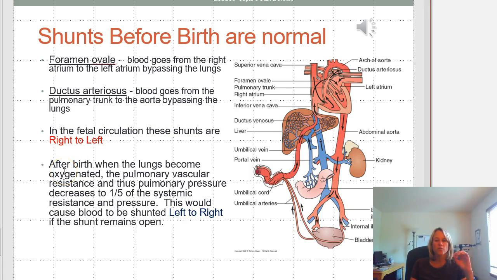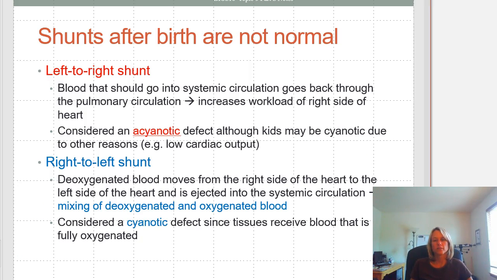But after birth, when the lungs become oxygenated, the pulmonary blood vessels dilate, and that's going to dramatically decrease the pulmonary vascular resistance. In fact, it decreases to become 1/5 that of the systemic resistance and pressure. So if those shunts were still open, this would cause the shunts to be left to right. Okay, so those shunts after birth are not normal though. Most of those shunts, if there were a shunt after birth, would be left to right.